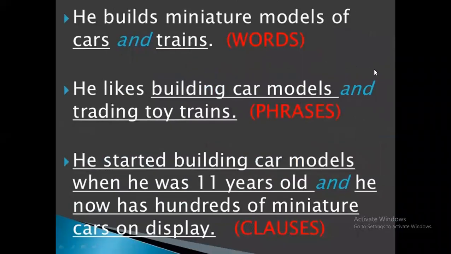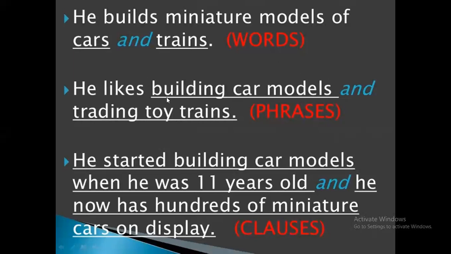See this. So he builds miniature models of cars and trains. Here, this is a word and this is a word, and the conjunction and is joining these two words. He likes building car models and trading toy cars. Here, these are phrases. Okay. So, building and trading, these two are gerunds. Okay. These are not verbs. That is why these are called phrases. A phrase doesn't have a verb.